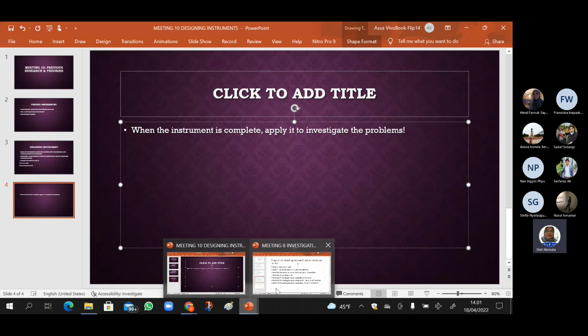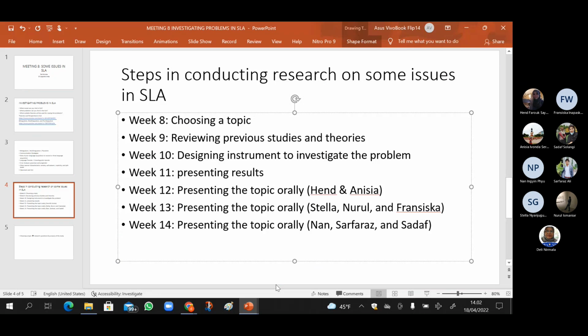Well, I think I have to revise the schedule. Today is week 10, meaning that you are designing an instrument to investigate the problem. Next week, during 1 week, you apply the instrument to collect the data. And then the next week, you are presenting the result. Then in week 12, presenting the whole topic from the background. And then I will give you the structure of the presentation.